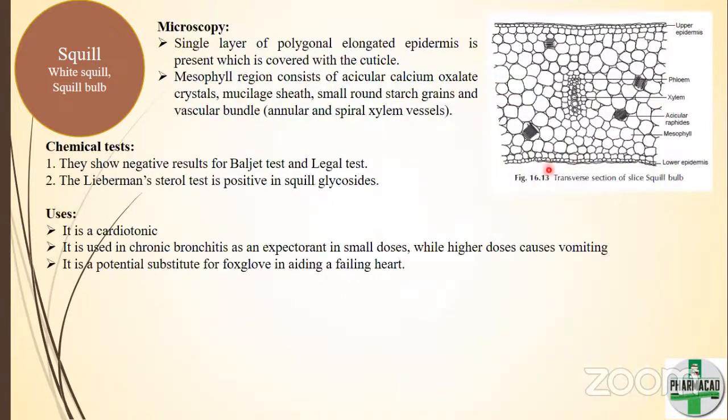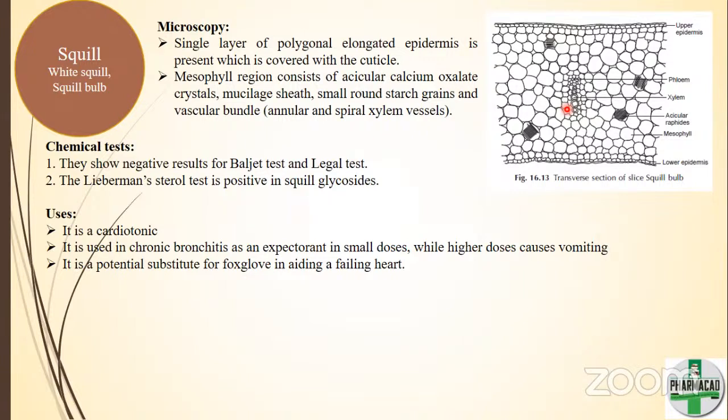Now when you see the microscopy of the squill bulb, you must have studied acicular crystals during calcium oxalate. If you have studied squill, it has very good acicular calcium oxalate crystals present. Then there is a mesophyll region and an epidermis, and vascular bundles are also present. Since it is a bulb, the vascular bundles will be seen right in the middle. Now this will show negative Legal and Baljet tests.